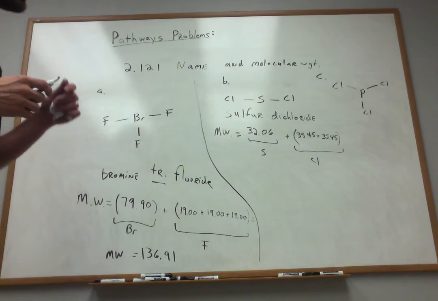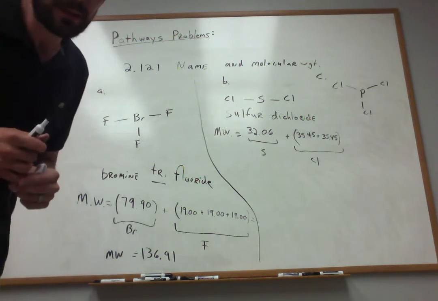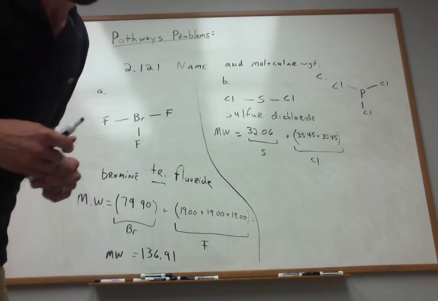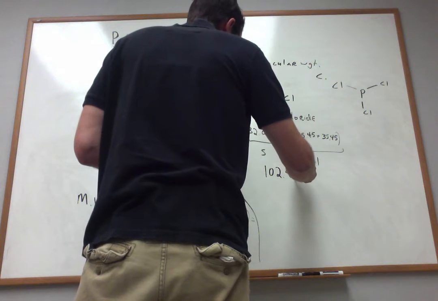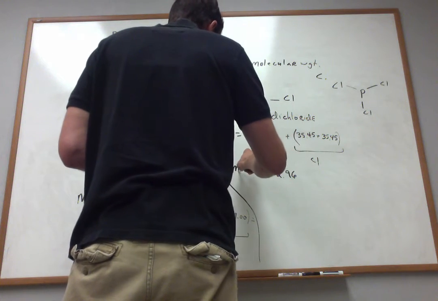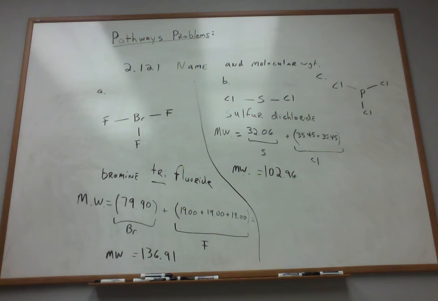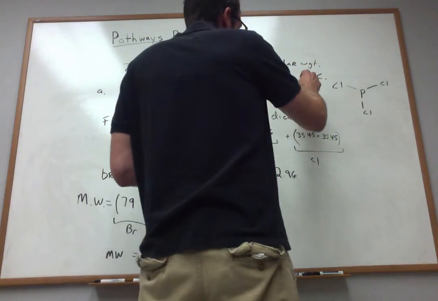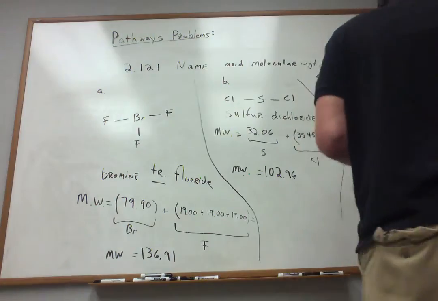So I'm going to add in 2 copies of the chlorine. If I do the addition, I sum everything up, it looks like the resultant mass comes to 102.96 for that molecule. A little over 100 for the sulfur dichloride, right? All right, same thing for the last entry, PCl3.